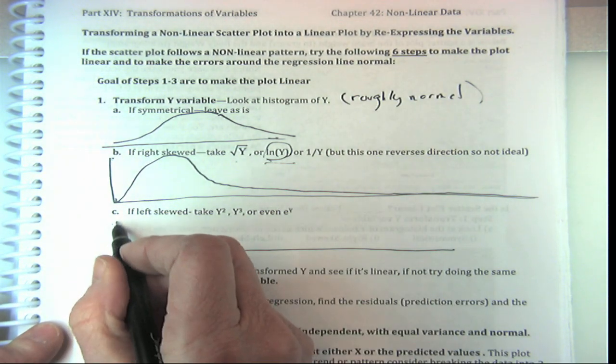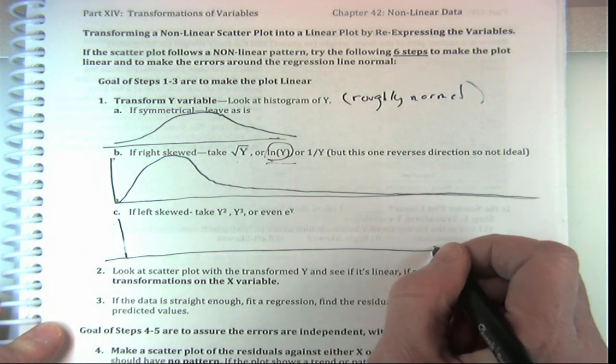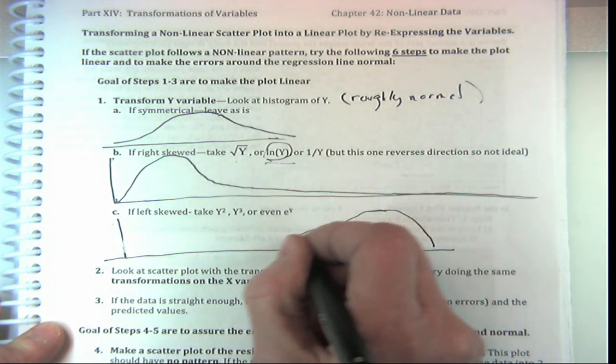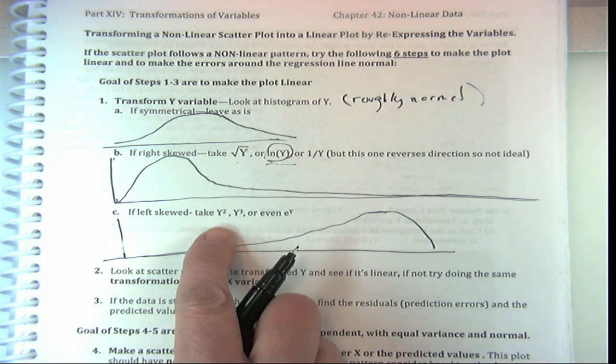Well, here, like our exam data, maybe. I'll still make it in the positive. All right, so what if it looks like this? Our exam data always has this tail right here. That's left skewed. And what do we want to do here? We want to do the opposite.